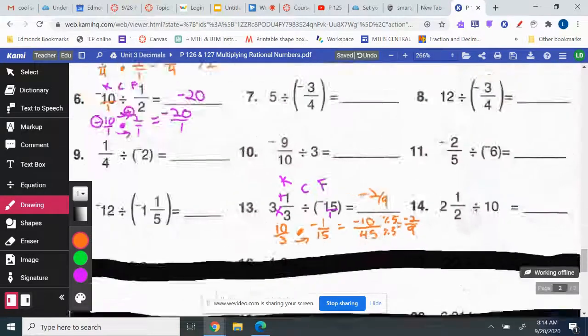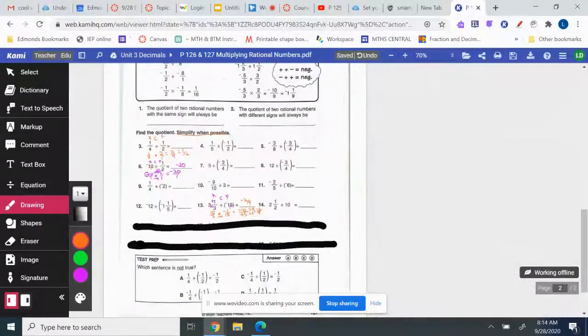I want you to try all of the problems on both pages. It shouldn't be too many, but you're going to need the practice. So that way this becomes fast for you.